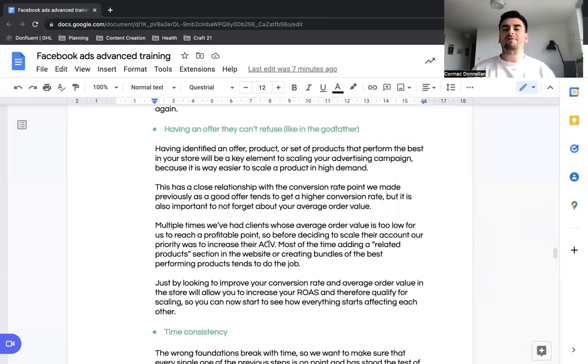Third part is having an offer they can't refuse. Having identified an offer, product, or set of products that perform the best in your store, knowing that information will be a key element to scaling your advertising campaign, because it's way easier to scale a product in high demand. We just had a clothing client whose bestseller was out for 2 months, and we tried to push everything.